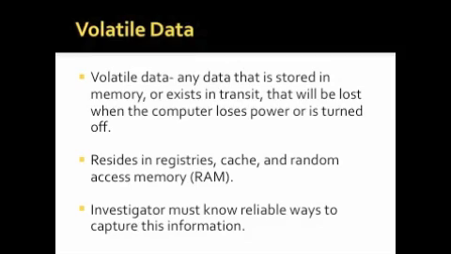The second type of data is volatile data. Volatile data is defined as any data that is stored in memory or exists in transit that will be lost when the computer loses power or is turned off. This type of data resides in registries, cache, and random access memory, or RAM. An investigator must know reliable ways to capture this information.